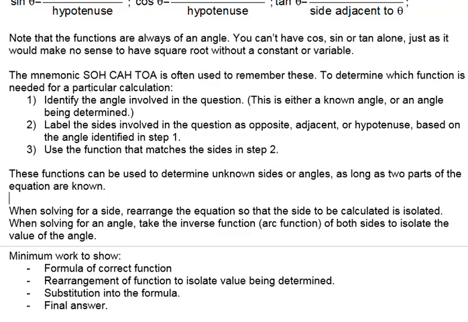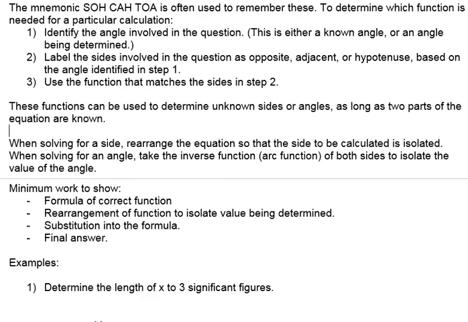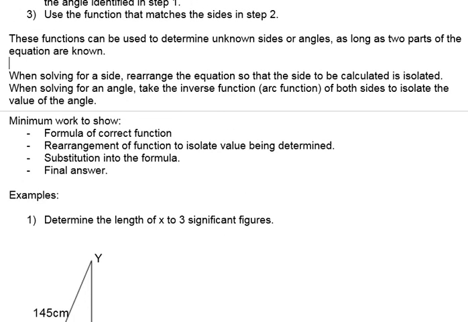In my class, and many instructors are similar, the minimum amount of work to show is the formula of the correct function, rearranging that to isolate the value that we need to know, substituting all values into the formula, and the final answer. Often those rearranging steps, you can do them in multiple steps or in one big step, but it does need to be shown somehow. I've got three examples that we're going to look at.